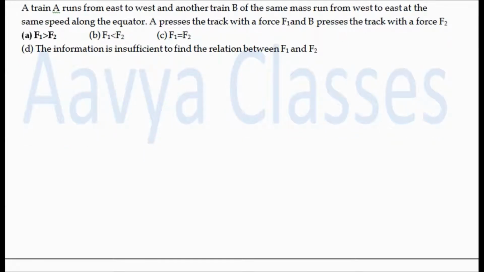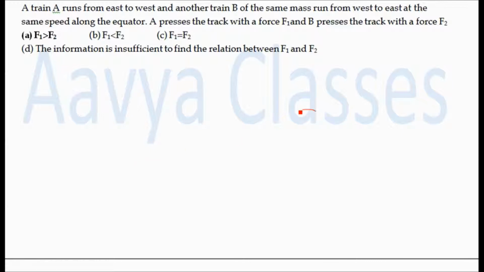If a train A runs from east to west and another train B runs on the same track, from west to east at the same speed along the equator, A presses the track with the force F1 and B presses the track with the force F2. Then you have to calculate the relationship between F1 and F2.